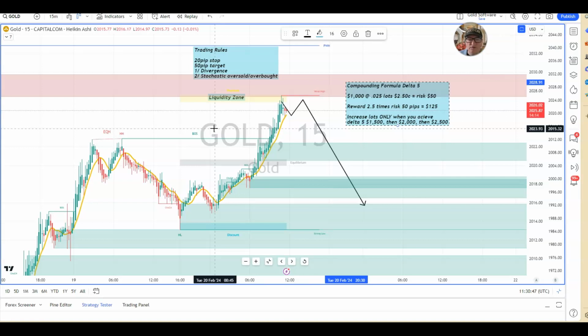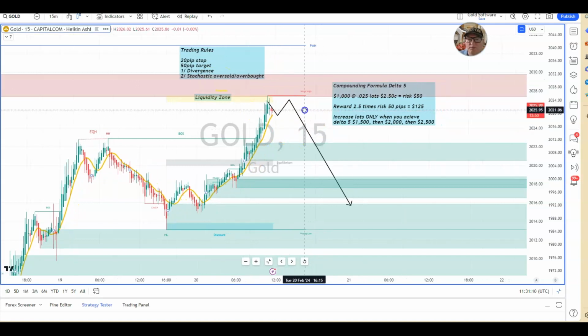So here are the trading rules at the top left. You're going to use a 20 pip stop, a 50 pip target, no more. And the essential ingredients are that there's divergence in the market from the MT4 charts, as I've just shown you, and that the stochastic is oversold or overbought at that time.